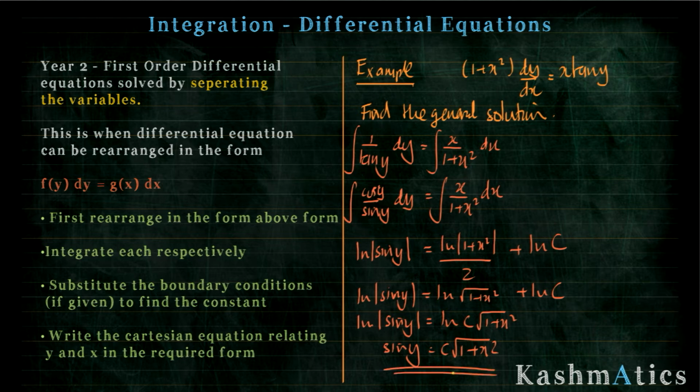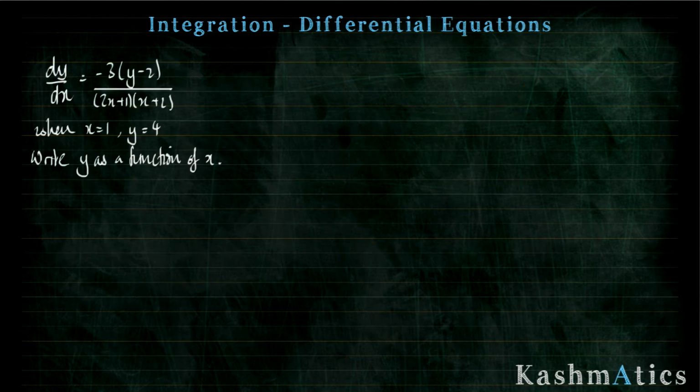And that is my general solution for this differential equation. Now in this question here, I'm after the particular solution, and the reason why I can do that is because I've got the boundary conditions. I know what x is and I know what corresponding value of y is. So what I can do is write down y as a function of x as a particular solution.